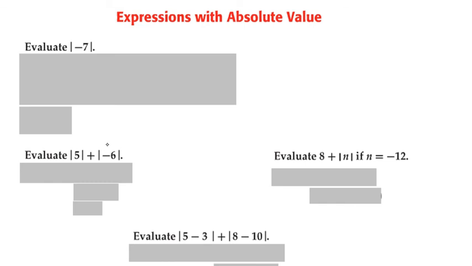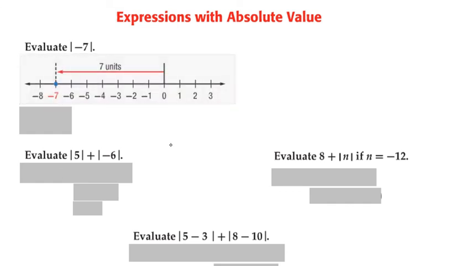Here's some examples. Evaluate the absolute value of negative 7. They're asking how far away is negative 7 from 0 on a number line. Well, it's 7 units away, so it's 7.